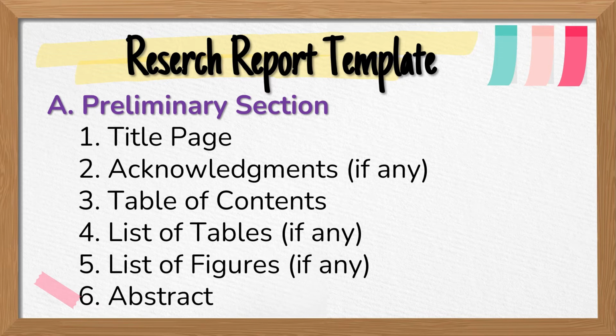Next is the table of contents, the list of tables, the list of figures, and the abstract. The abstract summarizes the report, including the hypothesis, procedures, and major findings. It briefly presents the context of the study, research questions or objectives, methodology, major findings, conclusions, and sometimes implications. Its length ranges from 100 to 250 words.